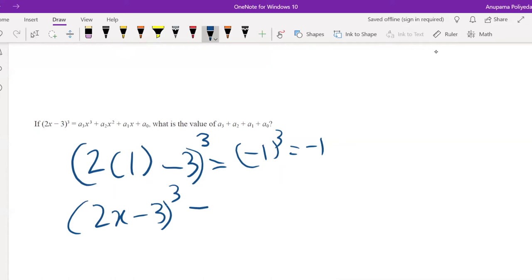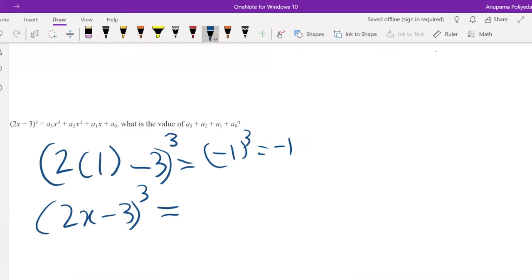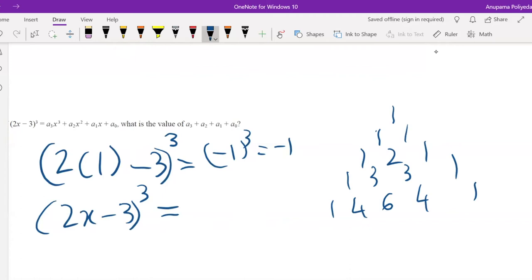How you do that is like this. First we need to find the coefficients. And the coefficients of this expansion are related to Pascal's triangle. So Pascal's triangle goes like this: 1, 1 1, 1 2 1, 1 3 3 1, 1 4 6 4 1, and so on and so forth. The rows of Pascal's triangle are also the rows of the coefficients of expansions. So for example, when we do (x + 1)², that's x² + 2x + 1, and our coefficients are 1, 2, and 1.